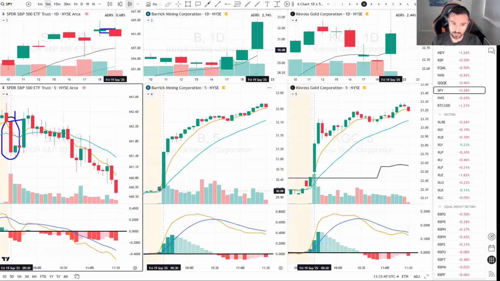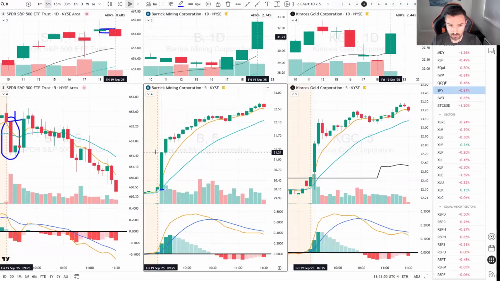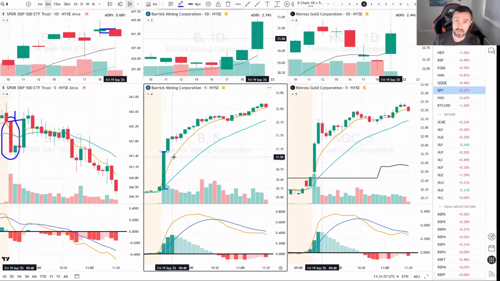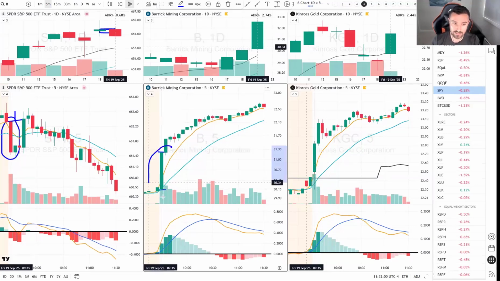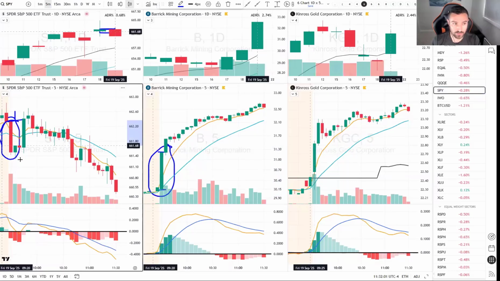So Barrick Gold, again, one of the bigger boys of the group. Maybe it's the highest market cap of the group now. It's up there with Newmont probably and Agnico. They're usually the top three. Open on the low of the bar, close on the high of the bar. This is absolutely textbook, and it's doing it relative to the SPY doing this.